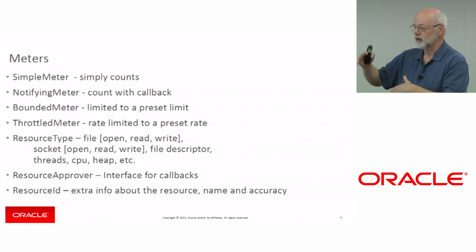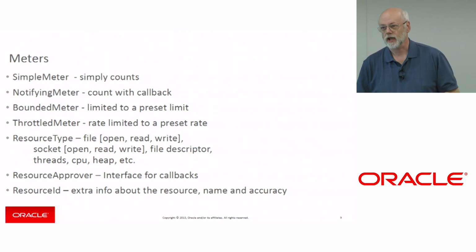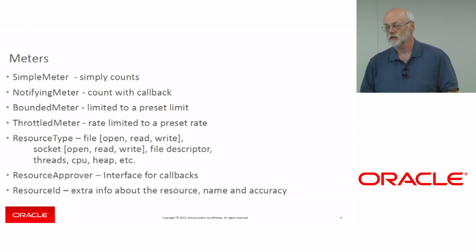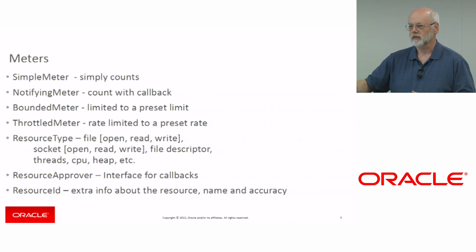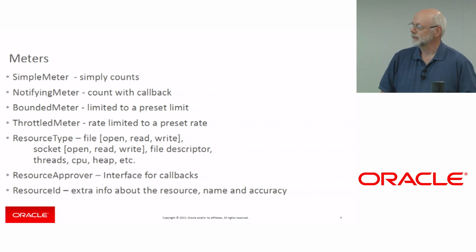At a high level, there are a number of different kinds of meters that are useful to keep track of what's going on. The simple meter just counts. It counts the net usage and total usage. One of the more useful ones is a notifying meter, which counts, but it also will call back to the resource approver, through the resource approver interface that's been registered, with the current value that's being requested and the previous value. And we'll see a bit more of that in a minute.